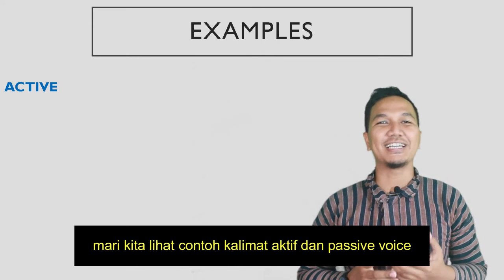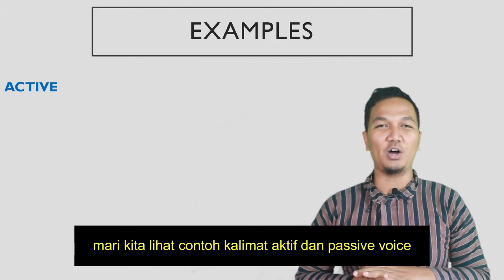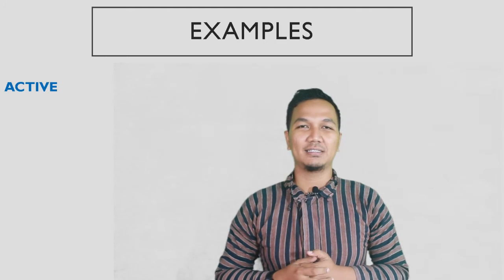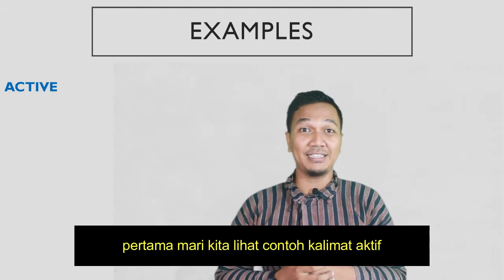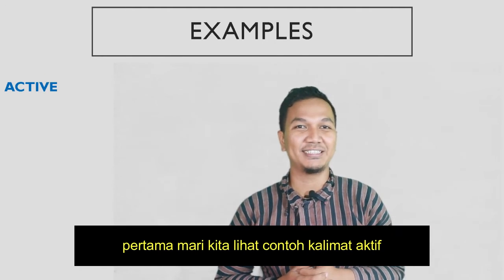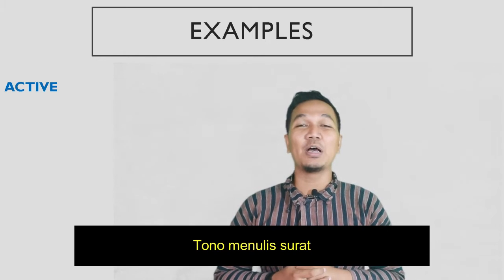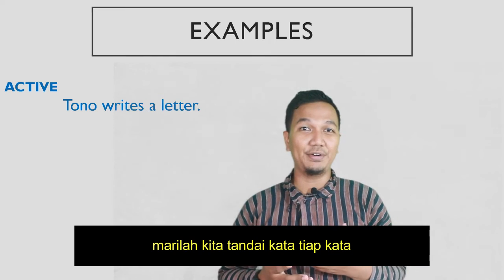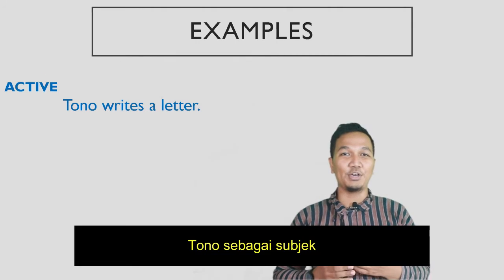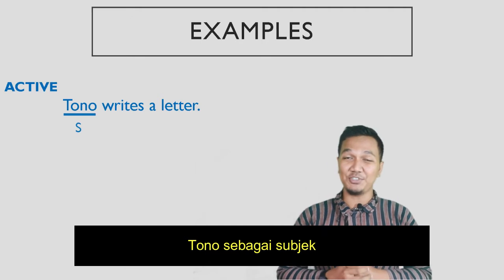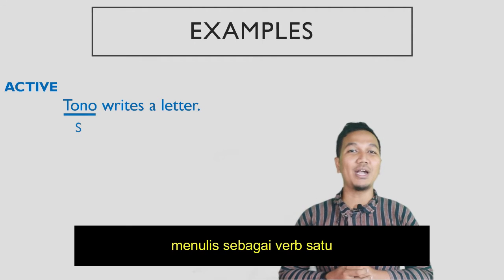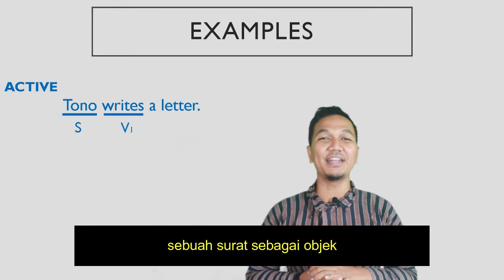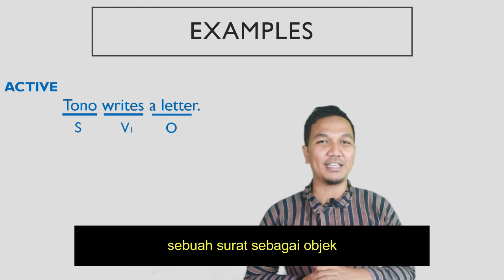Now, let's take a look at the example of active and passive voice. First, we have an active voice example. We have Tono writes a letter. Before we go further, let's mark it. Tono is a subject and writes is verb 1. Then a letter is an object.